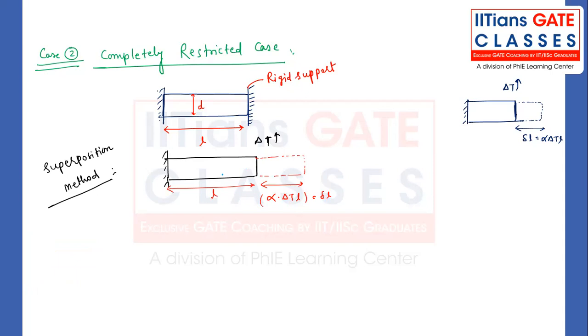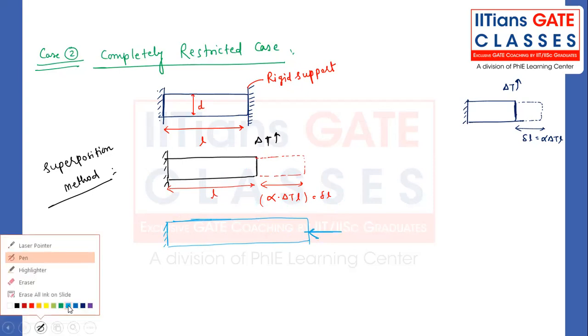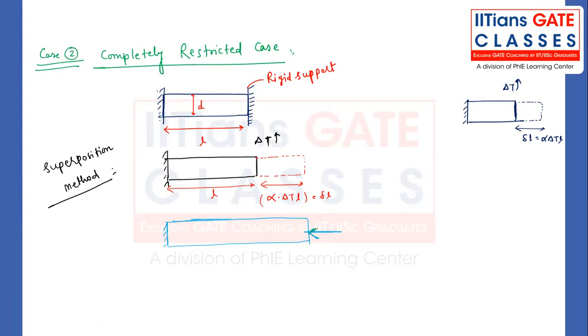But what will happen, my dear friend, after expanding to this much distance? Now put the support back to the structure. Then what will the support say? Hello, go back. Go back to what? The original position. Initially, you just remove the support.